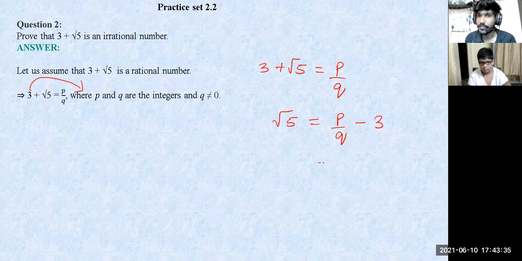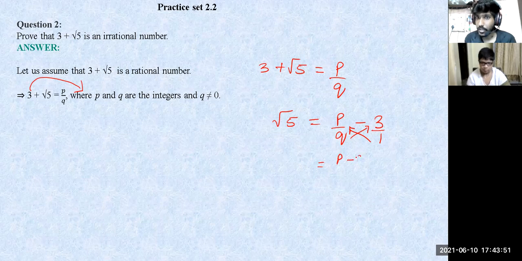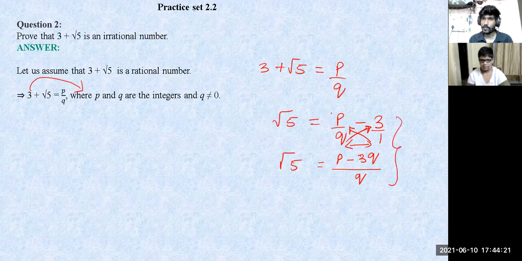Now here what will we do on this side? We'll do a cross multiplication. P into 1 is p. 3 into q is 3q. So p minus 3q upon q into 1, that is q. So I'll get root 5 is equal to p minus 3q upon q. Did you understand this calculation? Yes, sir.